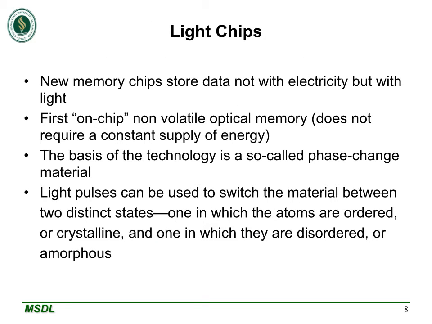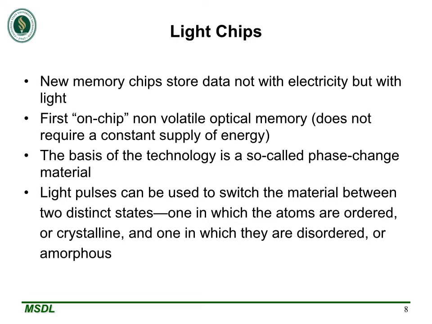Moving on to light chips. Light is a source of inspiration in computing. Since the first optical transistors were developed in the late 1980s, researchers have aimed at building a light-powered computer. So a light chip is a new memory chip that can store data not with electricity but with light. It's the first on-chip non-volatile optical memory. It does not require a constant supply of energy.